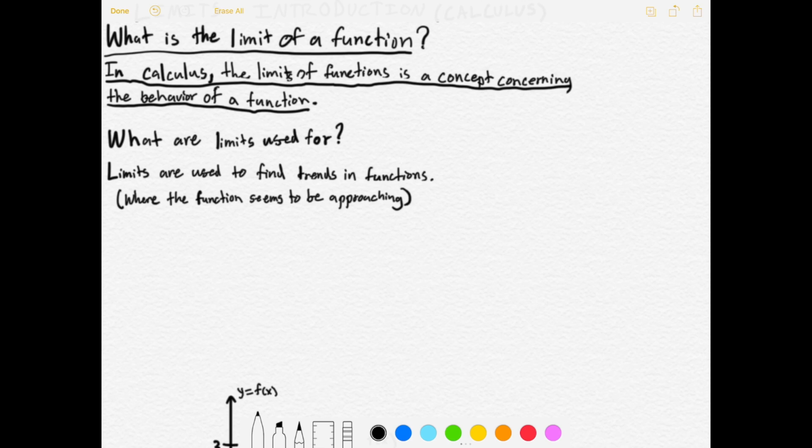Now, the second question is, what are limits used for? Limits are used to find trends in functions. And by this, I mean a trend or a limit is where the function generally seems to be going, or what value it seems to be approaching.